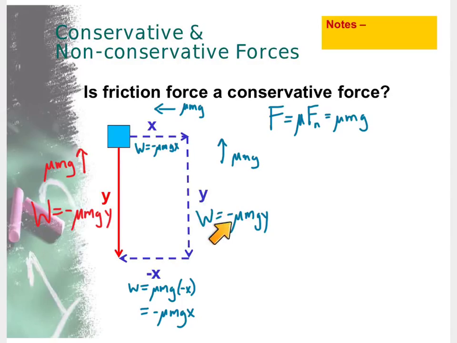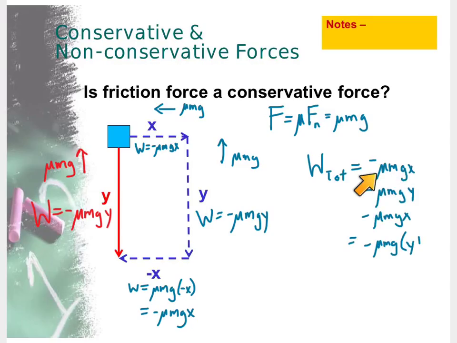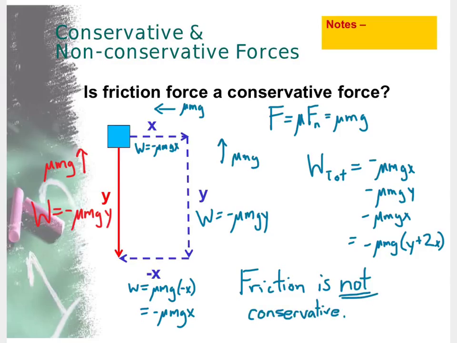So if I add up all the work done along this entire path, I'm basically adding up all three of these terms. This is the first part, that's the second part, that's the third part. When I add all three together and do some algebra to pull out a common factor, I get this expression here: negative mu times m times g times the quantity y plus 2x. Well, that's certainly not equal to what I got on this path over here, right? So there is a difference in the amount of work that's done, and it's dependent on path. Therefore, friction is not a conservative force.